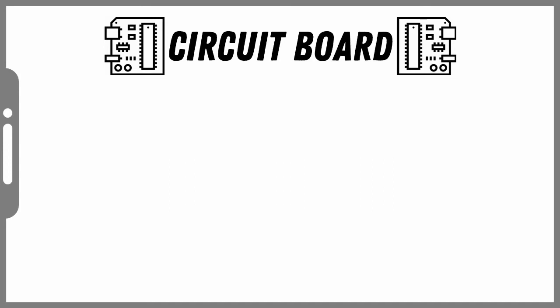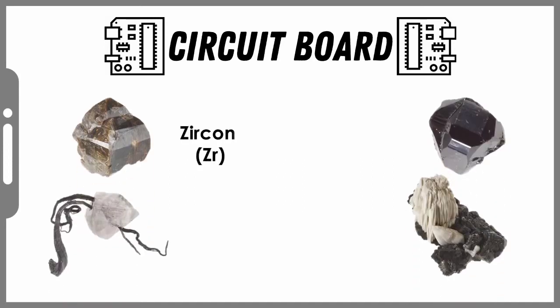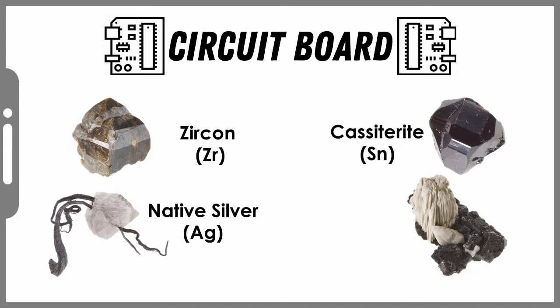Not just that, but we also have these minerals, which is zircon that contains the element zirconium. We also have native silver that contains the element silver. We also have cassiterite that contains the element tin. And lastly is barite that contains the element barium.